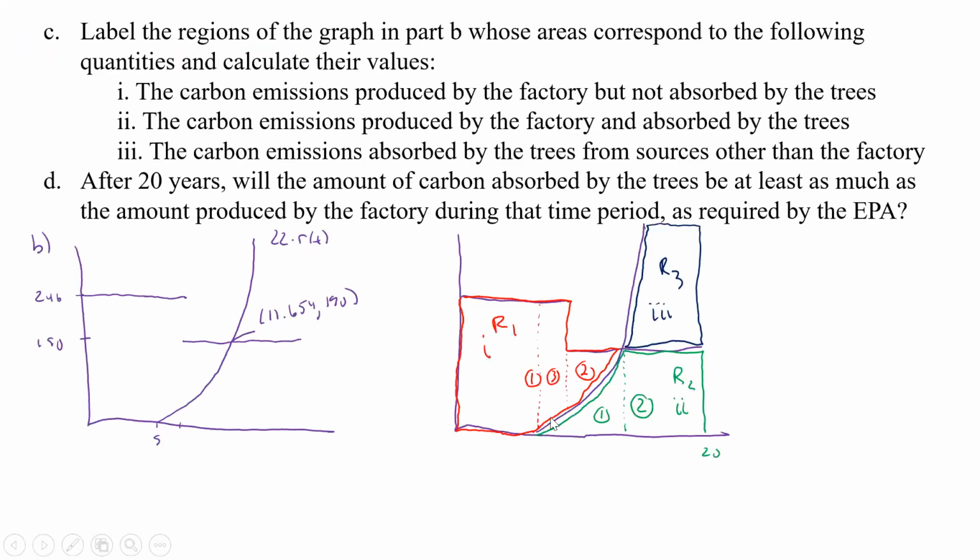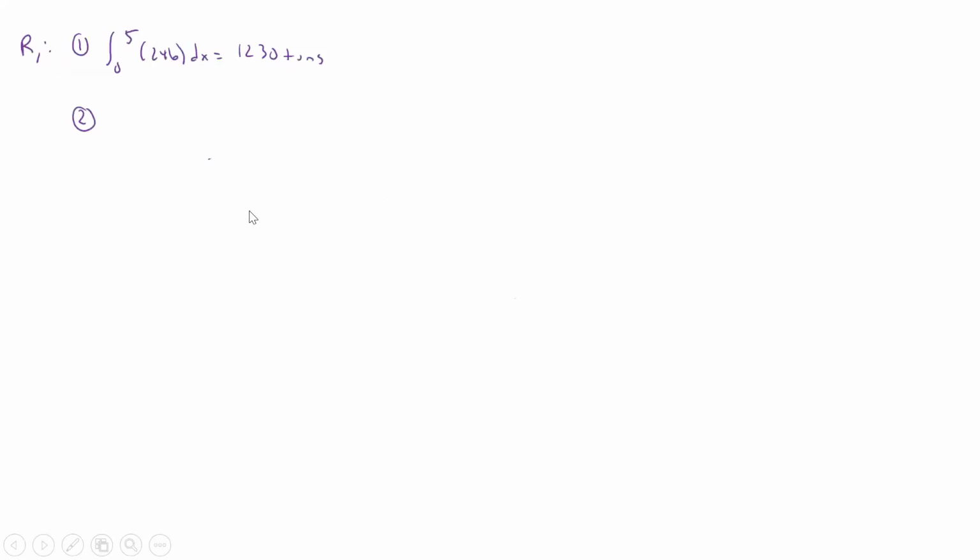Then we have our region 2. That's going to be, because of this, basically our 7 until 11.654. So it's going to go from 7 to 11.654. And that one's going to be our 190, which is higher, minus our f of x. And we'll just put it all in once so we don't have to do it twice.